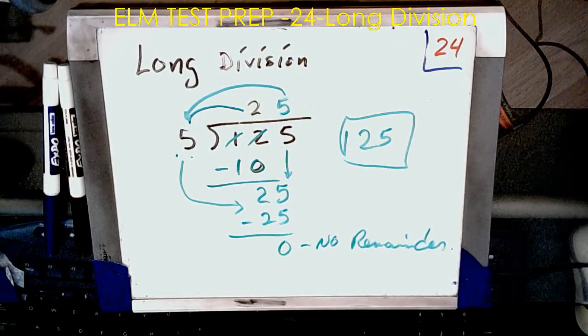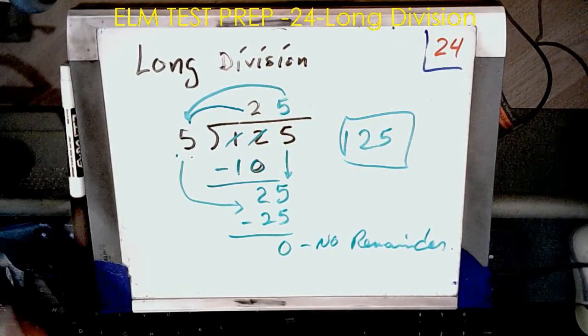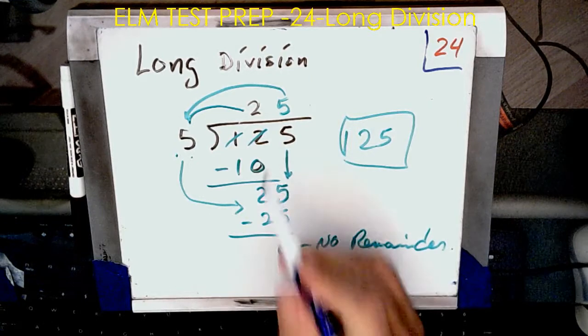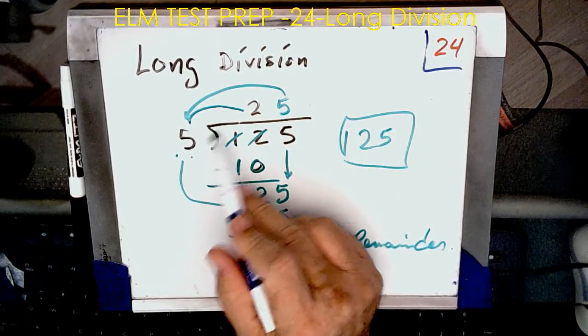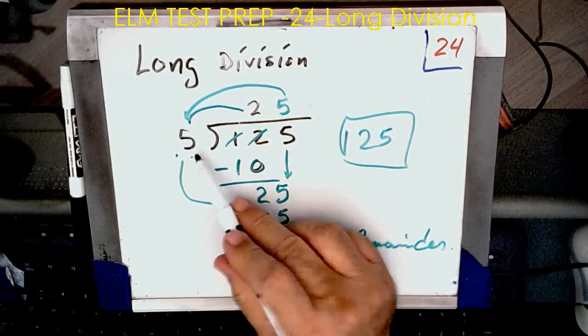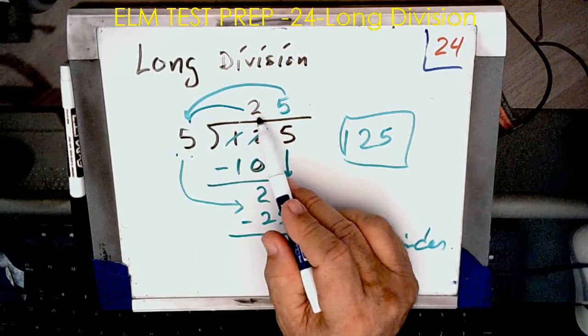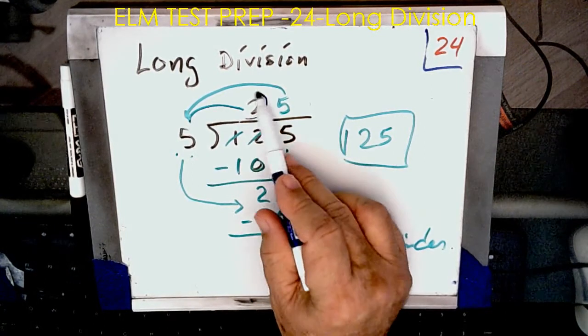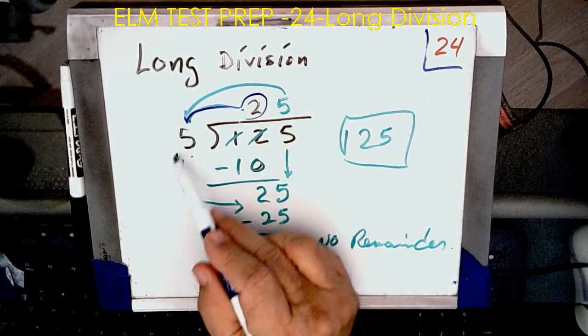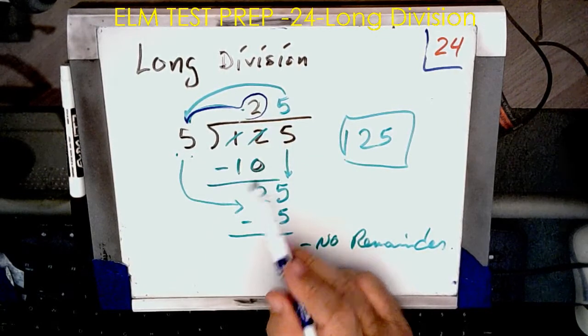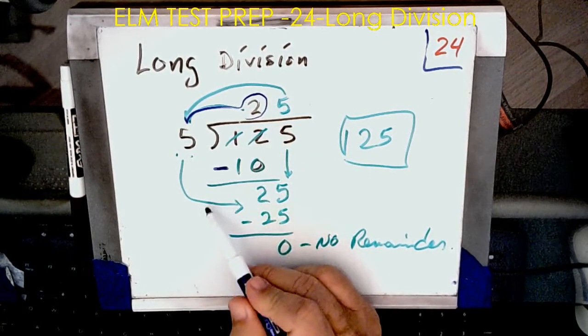Well, that was pretty straightforward, and hopefully you noticed what I did. I made some estimate of how many times it would take to divide the number into this. I estimated 5 would go into 12 approximately 2 times. Then I multiplied that guess times the 5 and brought it down here. I changed the sign and added.